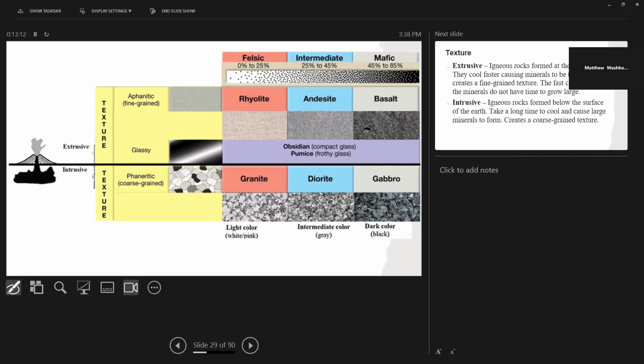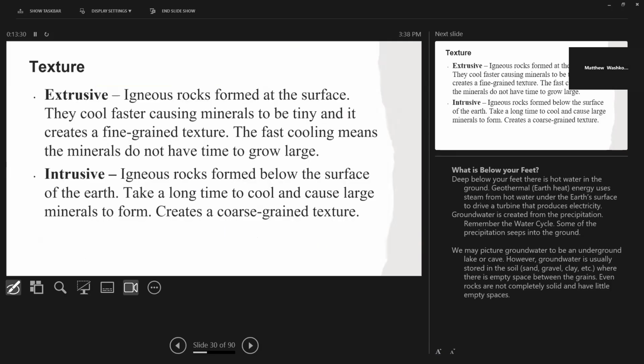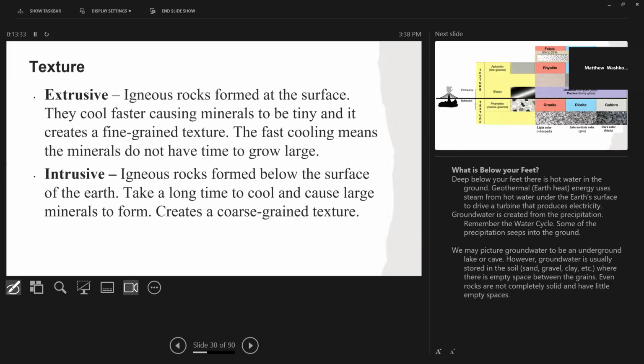But you can see here that even though they're the same colors and the same material, we can see this has a much smaller grain size. So grain size is your key thing to figure out whether it's extrusive or intrusive, okay? So these intrusive rocks are also very coarse.